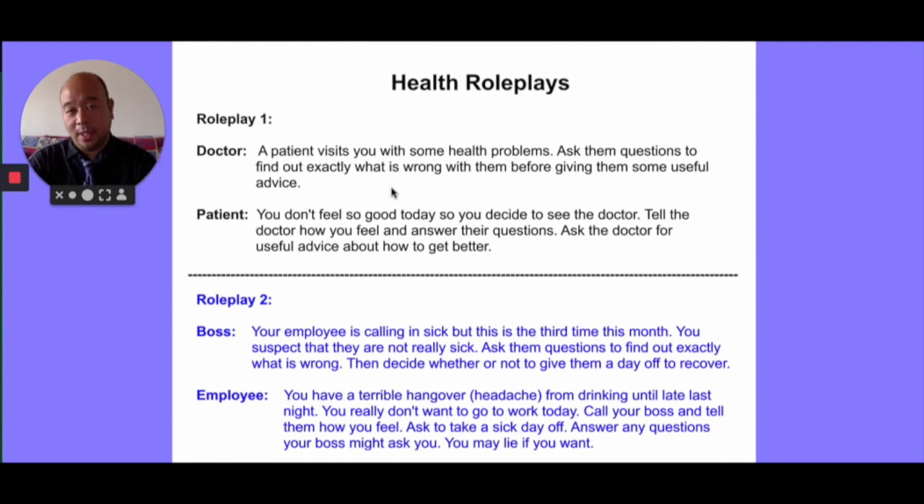If you feel that they need to take some special medicine, then you might need to prescribe them some medicine as well. Okay. For the patient, you don't feel so good today, so you have decided to see the doctor. At the doctor's, tell the doctor how you feel and answer any questions that they ask you. Also ask the doctor for some useful advice about how to get better. Okay, this is the first role play. The second one, you can choose which one you want to do. The second one is between a boss and an employee.